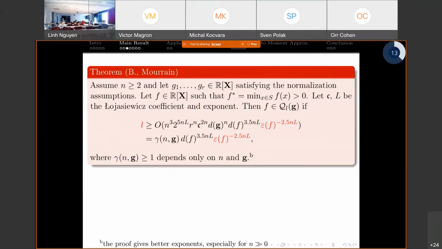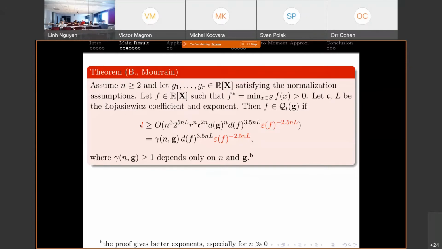Okay, now let's move to the theorem. If we assume that n is bigger or equal than 2, well, it's not really restrictive. It is just to simplify the exponents, and also n equal to 1 deserves a special attention. So if n is bigger or equal than 2, and the inequalities satisfy the normalization assumptions, and we have our f strictly positive on S, if C and L are the Łojasiewicz coefficient and exponent, then we know that f belongs to the level l of the truncated quadratic module.